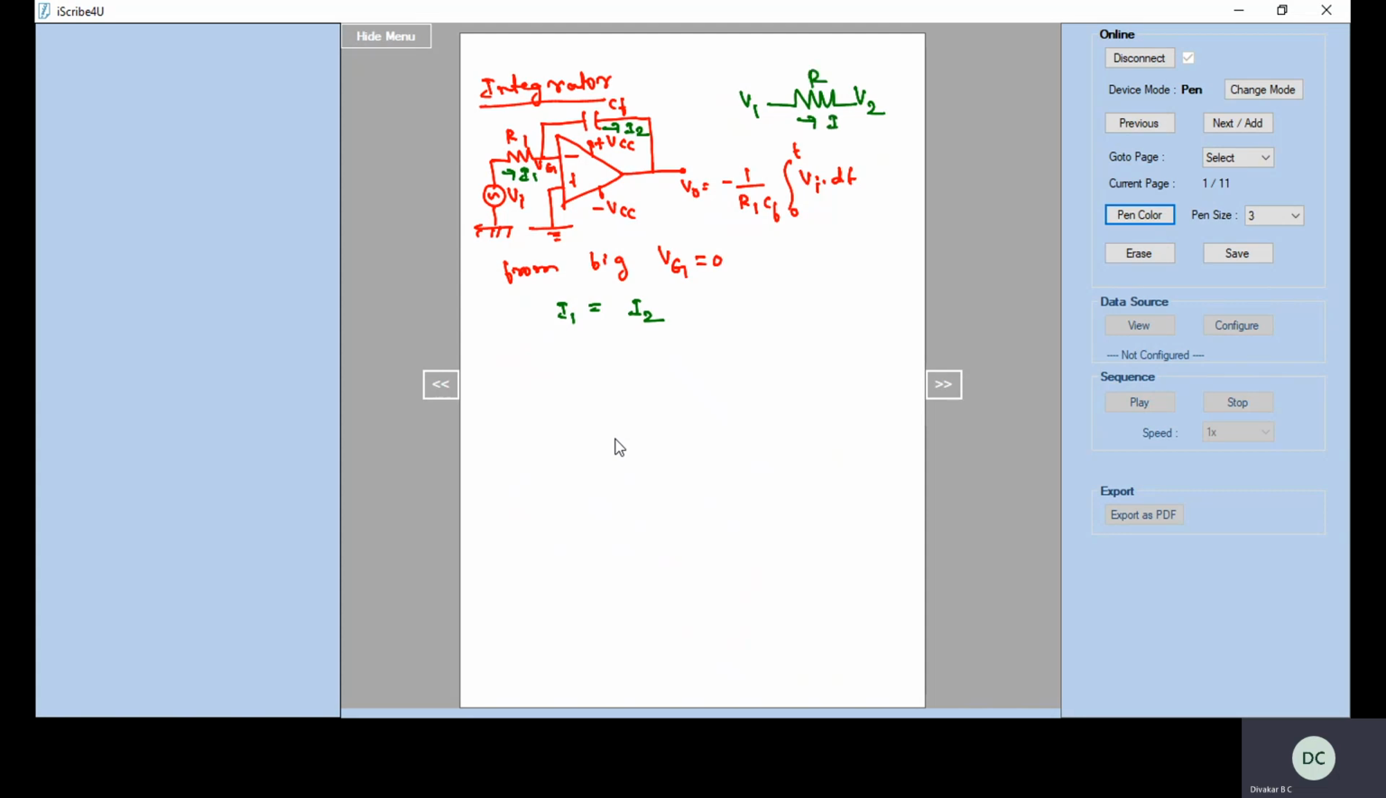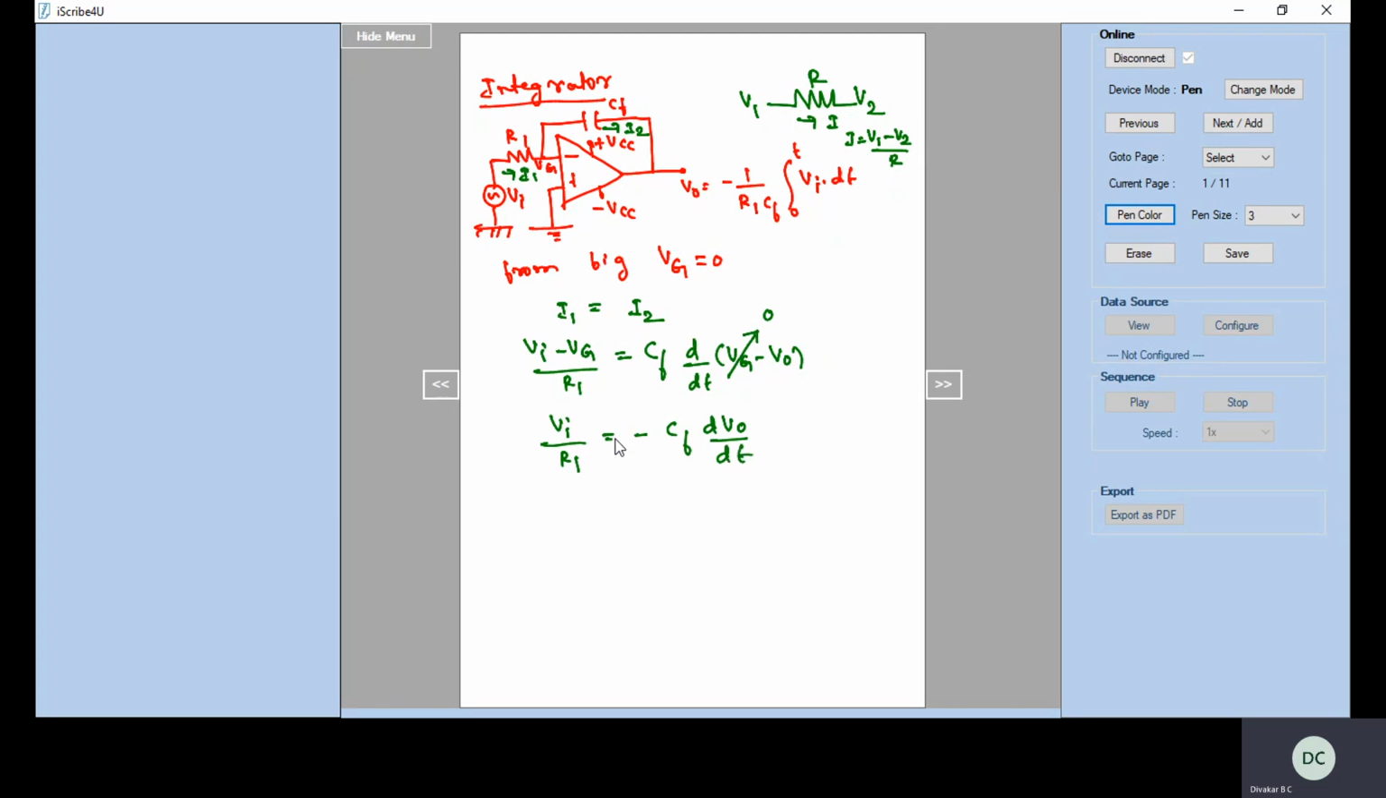The difference between the two is I equal to (V1 minus V2) divided by R. Similarly, find out I1. I1 is nothing but (Vi minus Vg) by R1. That is equal to the current through the capacitor, which is given by CF into dV by dt, that is CF into d by dt of (Vg minus V0). Since Vg is the virtual ground, it is 0. Therefore, Vi by R1 is equal to minus CF into dV0 by dt.